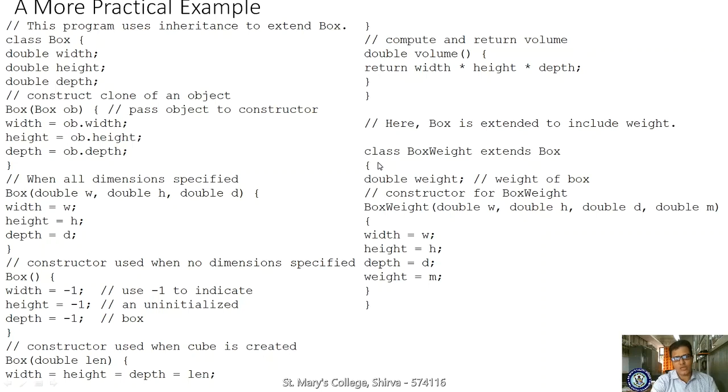Now please observe here, class BoxWeight. I'm taking another class. It extends, and extends means it is inheriting. Which class's features is it inheriting? It is inheriting the features of Box.